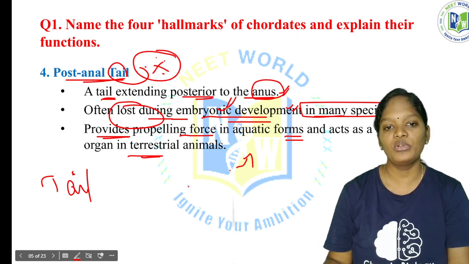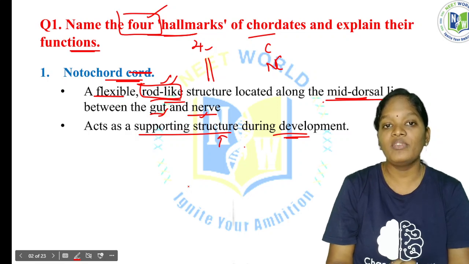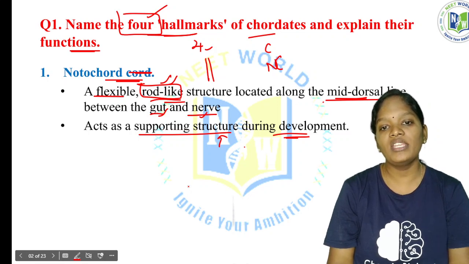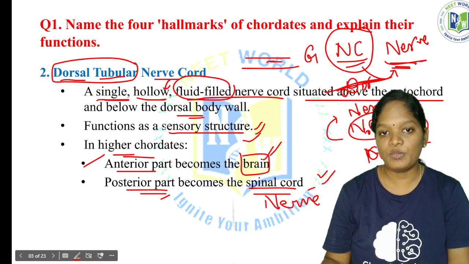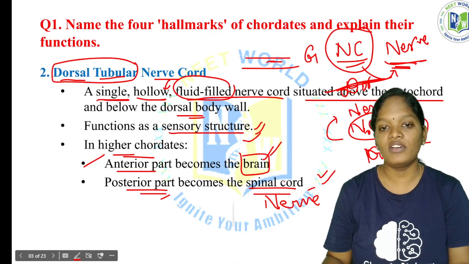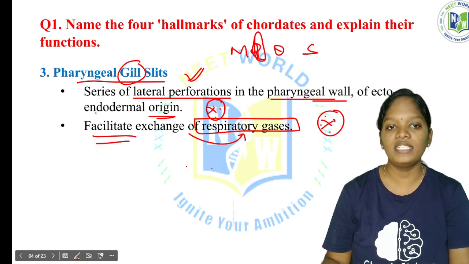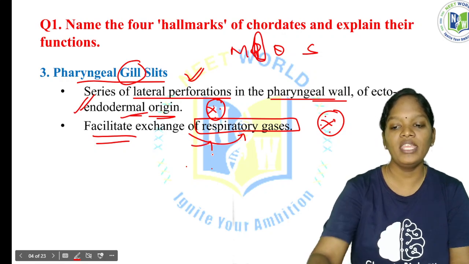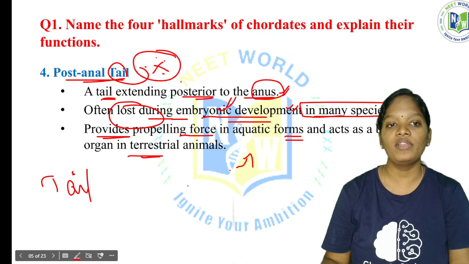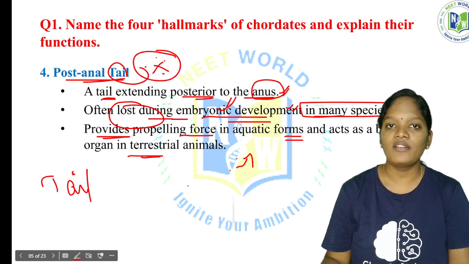So we have studied this. The first character we have studied is the notochord, its structure, location, and function. We have studied the nerve cord, where it is present, how it looks, and what the function of this nerve cord is. And the pharyngeal gill slits, which are present in the pharynx region, of ectoendodermal origin, and responsible for exchanging gases. And the most important point is the post-anal tail and its function. So these are the 4 hallmarks of the chordates.